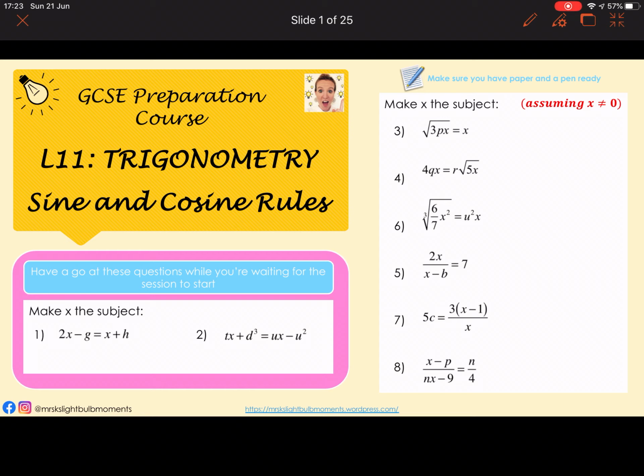We're moving on to the sine and cosine rules today, but we've got a few starter questions on rearranging equations. So have a go at these while you're waiting for the session to start.